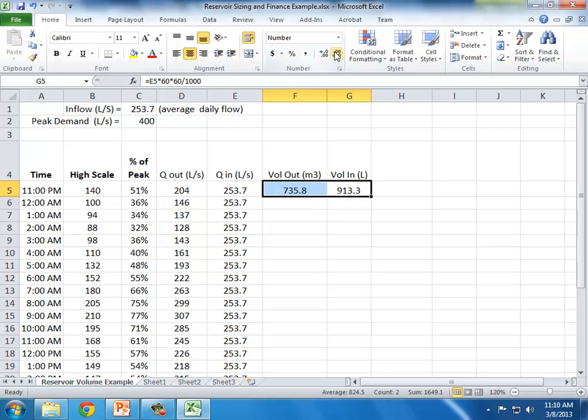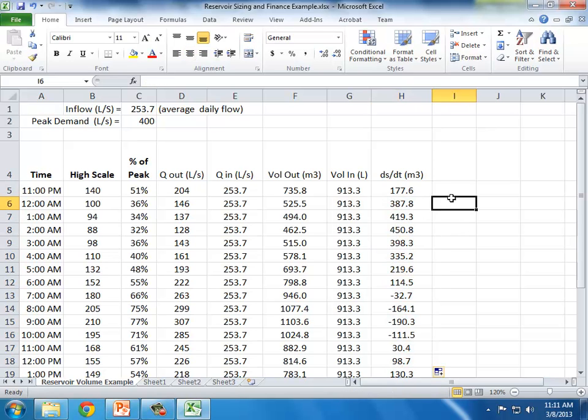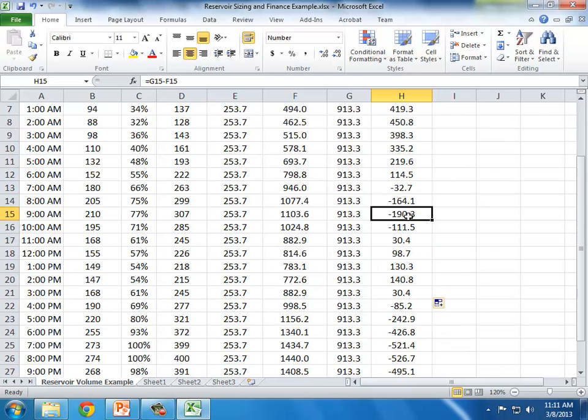All right. So any questions so far of what we've got on screen? So I know how much goes out and how much goes in. The next thing is to find the difference for each of them. And dS/dt is just saying the change in storage with respect to time, and that's in cubic meters. So that would be the volume in minus the volume out. That is how much net accumulation was inside the reservoir during that time. When it's positive, that means the reservoir is filling. When it's negative, that means the reservoir is emptying.